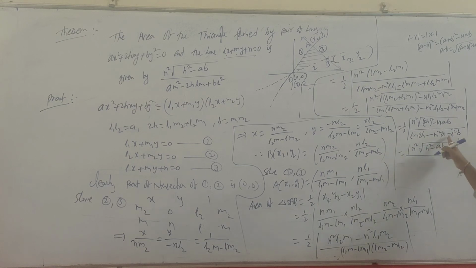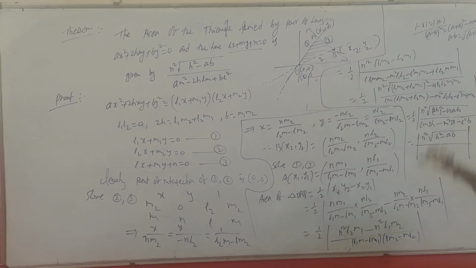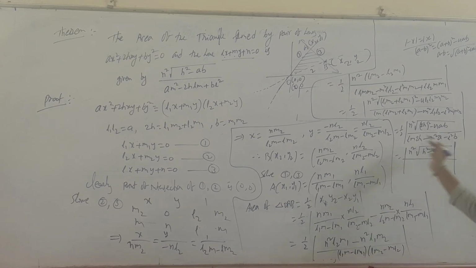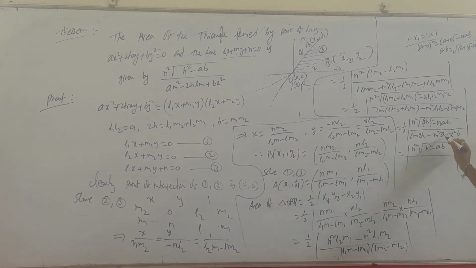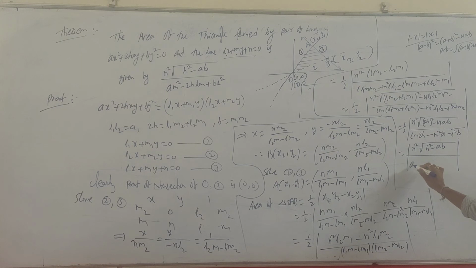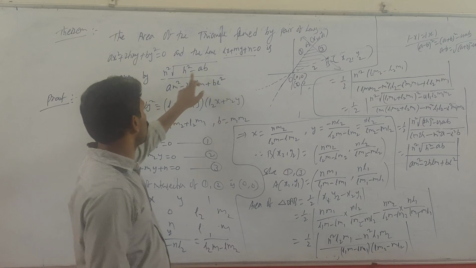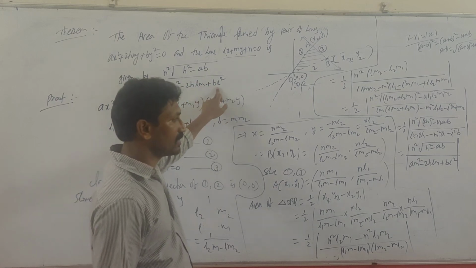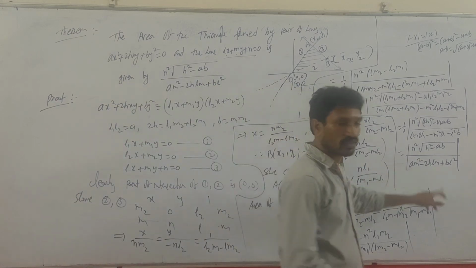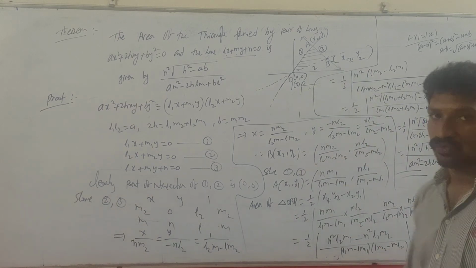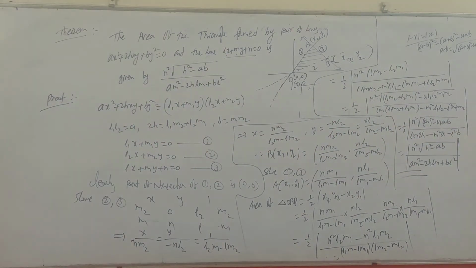Here these two are negatives. This is positive. If you take minus common, in modulus, as I already told you, modulus of minus x is equal to mod x. So if you take minus common and avoid that minus, it is nothing but am square minus 2h Lm plus bl square. This is the proof. M square into root over h square minus ab by am square minus 2h Lm plus bl square. This is the proof of this. Very, very important theorem for IP examinations.